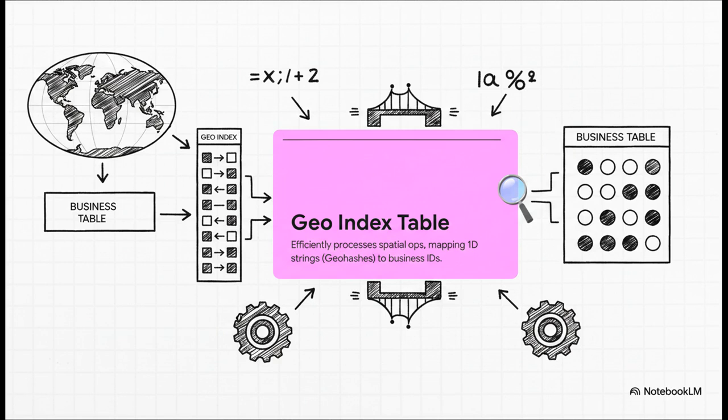So, we use these brilliant engineering algorithms, things like geohashes or quad trees, to basically convert that giant 2D map into simple 1D strings of text. This geospatial index table is basically the magical bridge. It takes that 1D string, which represents a specific little grid on a map, and it maps it directly to the IDs of the businesses sitting inside that grid.